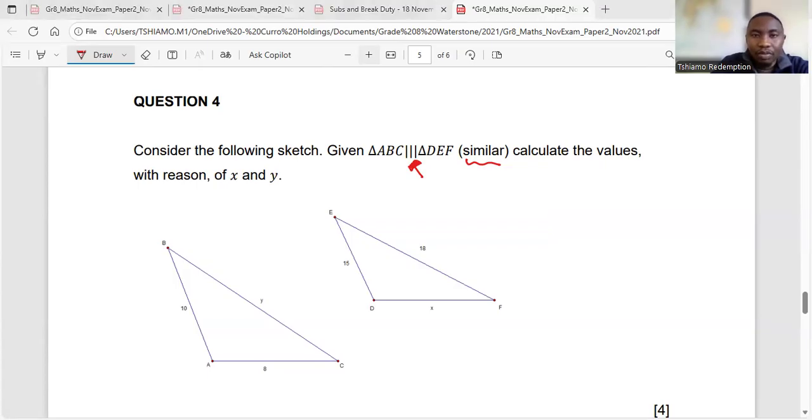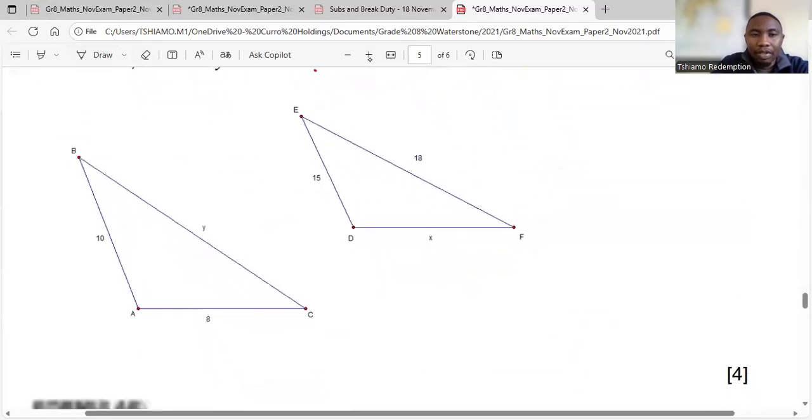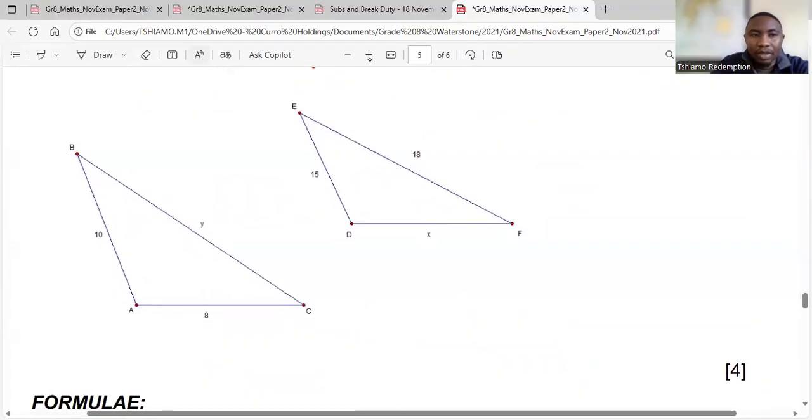Okay, I'll try to zoom it here. Now we are given 2 triangles there. We need to find the value of X, and we need to find the value of Y.